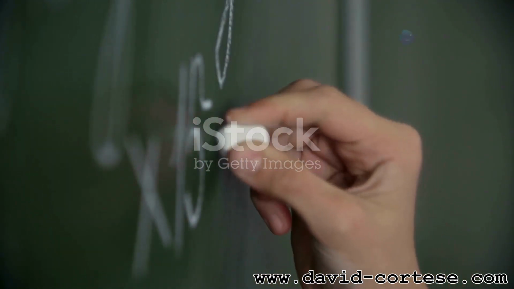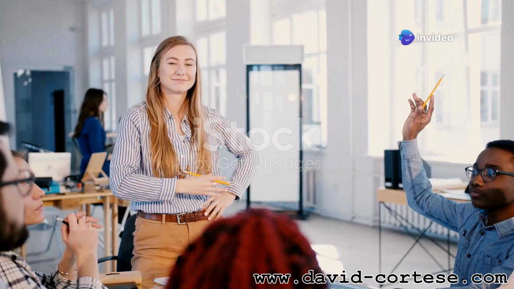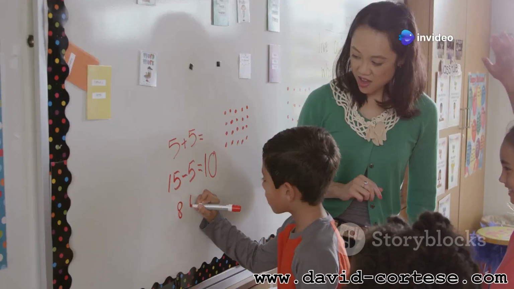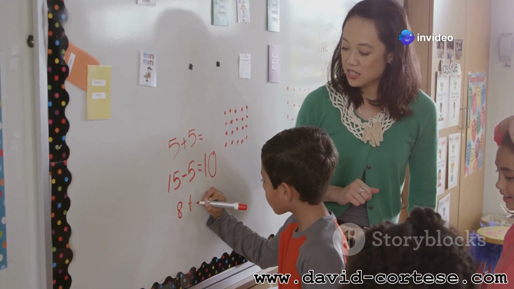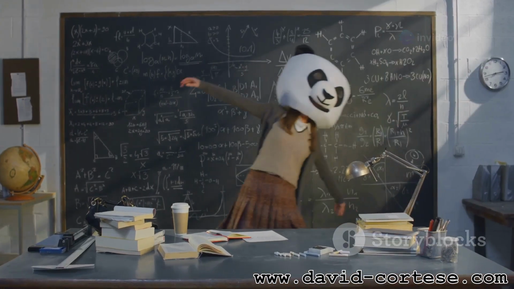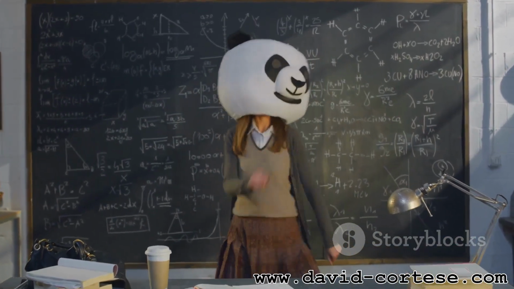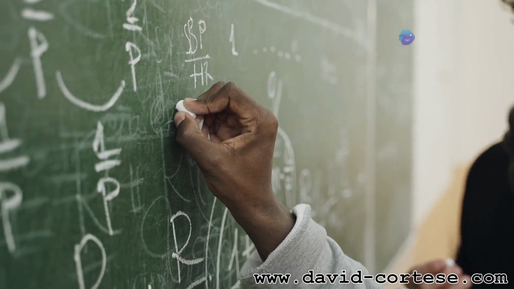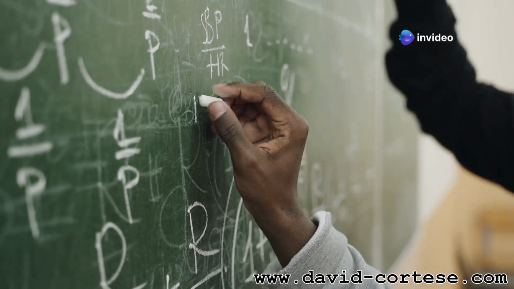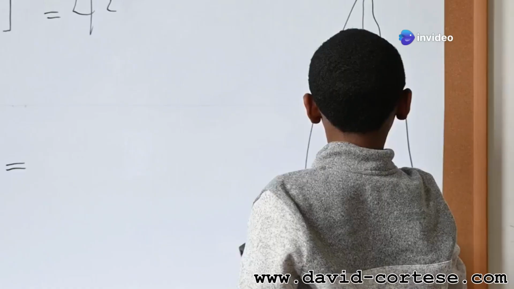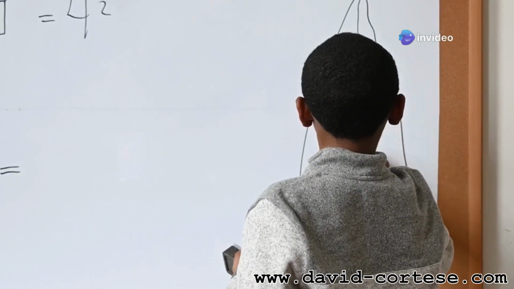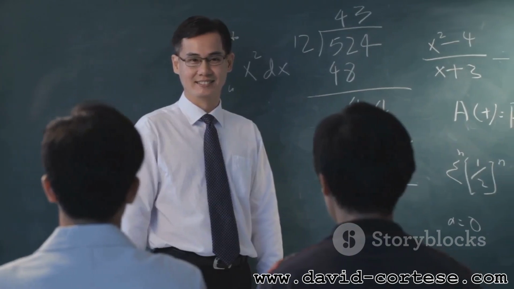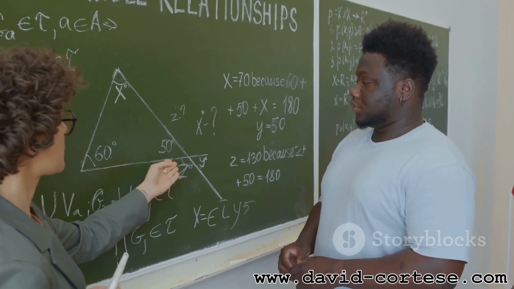Section 5. Method 2, elimination: teamwork makes the dream work. The elimination method is all about teamwork. We want to add or subtract the equations to eliminate one of the variables, making it super easy to solve for the other one. Let's go back to our original example. Equation 1: x plus y equals 5. Equation 2: x minus y equals 1. Notice how the y terms have opposite signs? This is perfect for elimination.